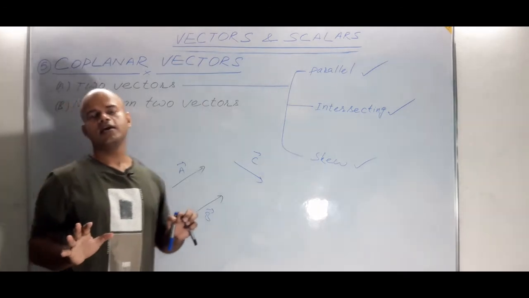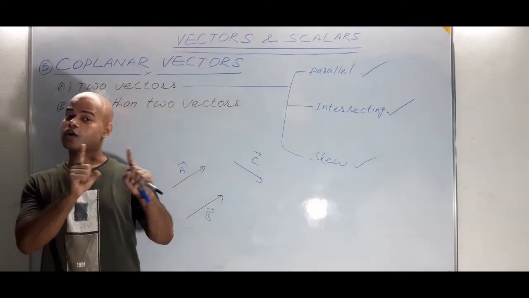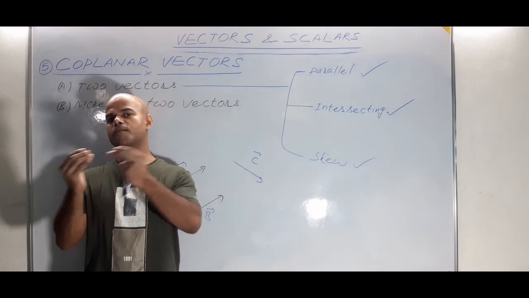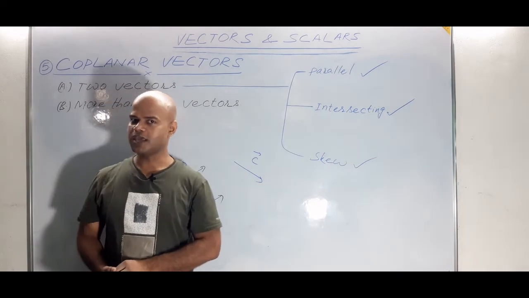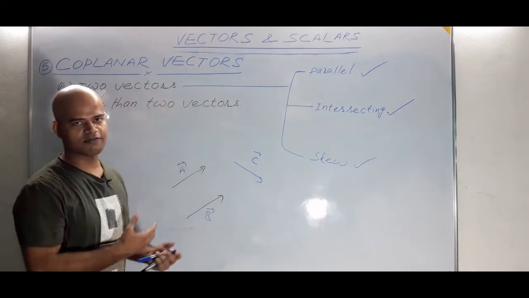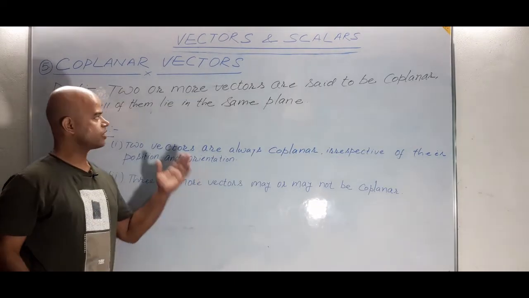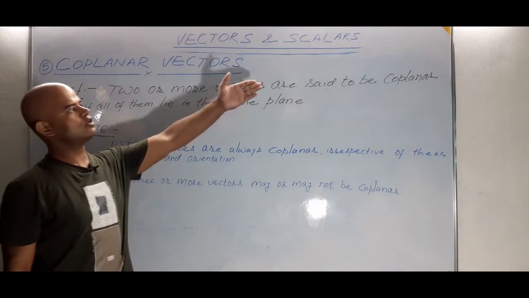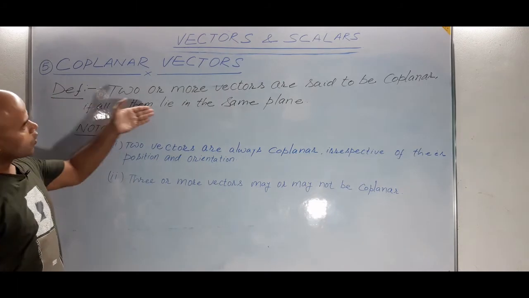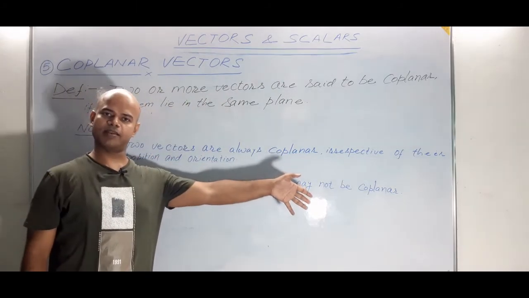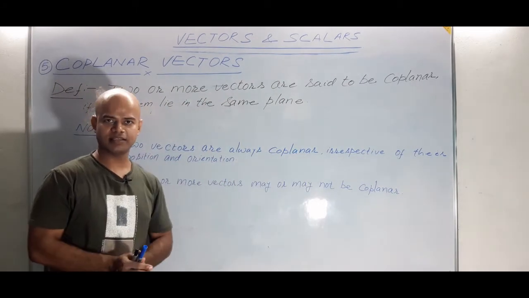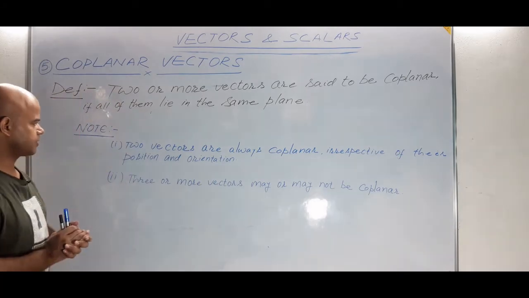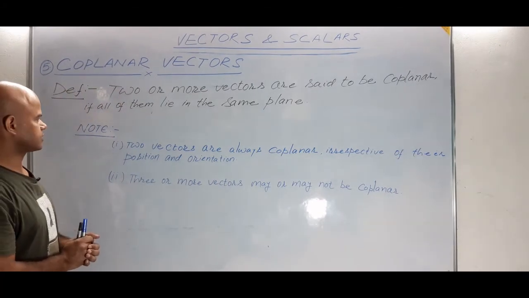So finally, we can say 2 vectors are always coplanar, 3 or more vectors may or may not be coplanar. Let's write the definition. Alright, so here is the definition. 2 or more vectors are said to be coplanar if all of them lie in the same plane, or they can be taken in the same plane, as we discussed, right? Using parallel shifting of vectors.